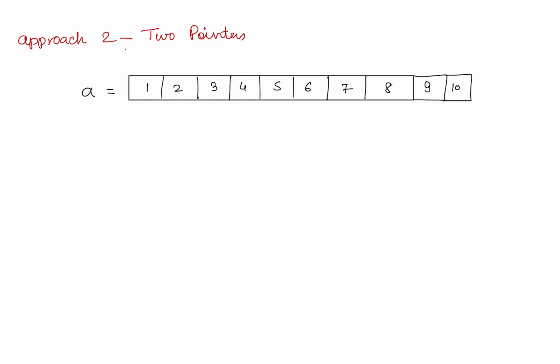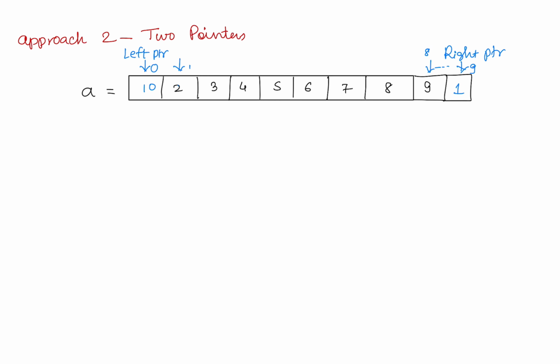Now here is the idea. We use two pointers. One at the start, we will call it the left pointer, and one at the end, we will call it the right pointer. Let's also write down their indexes. Now we swap the elements. The first element is 1 and the last element is 10. After swapping, 1 becomes 10 and 10 becomes 1. Now we move both pointers. Left pointer moves from index 0 to 1 and right pointer moves from index 9 to 8.